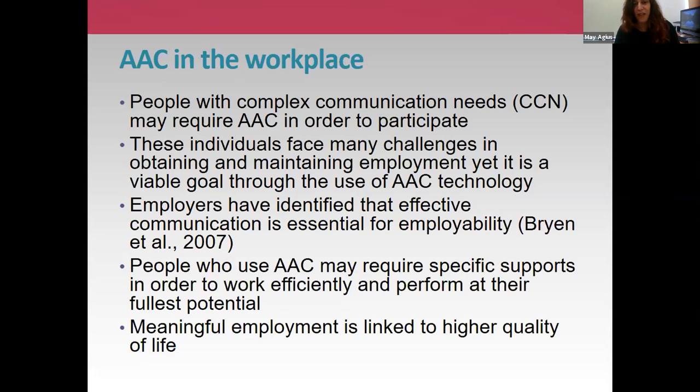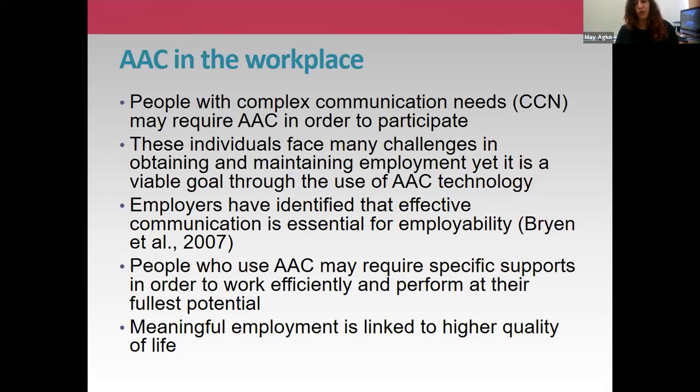Another thing to think about is that we can talk about work as doing things that your employer expects you to do, but work isn't just about that. It's a place where we participate and we meet people, and there's a social side to this as well. Employers have identified that effective communication is essential for employability. They've also identified math skills and literacy skills, so all tied in together. People who use AAC might require very specific supports in order to work efficiently and perform at their fullest potential.